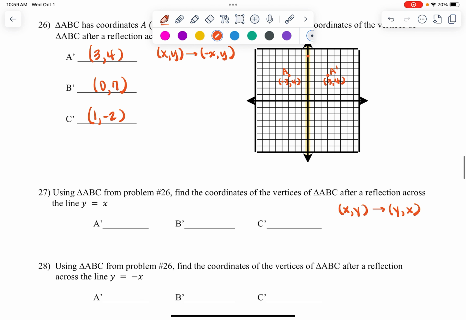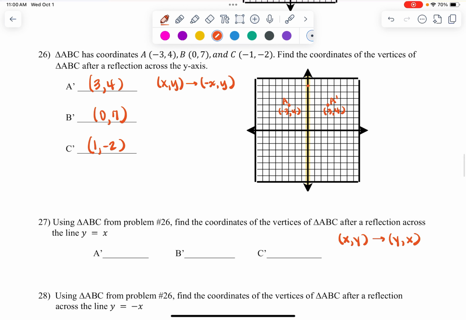So all we're doing is just swapping the A's, B's, and C's. For A prime, that would become 4, -3. This would become 7, 0. And this would become -2, -1.